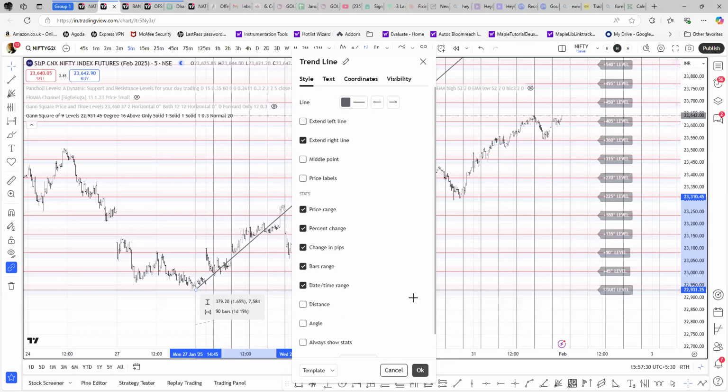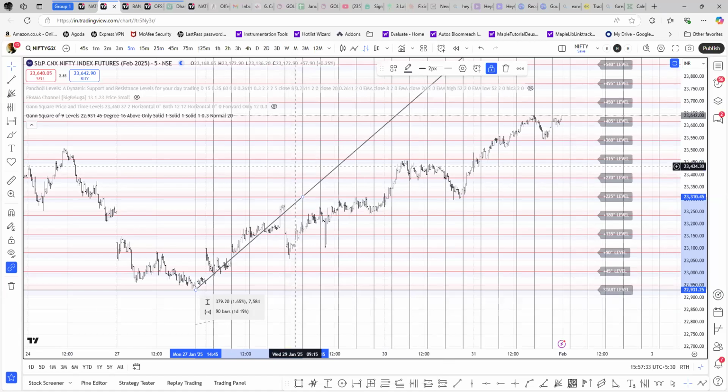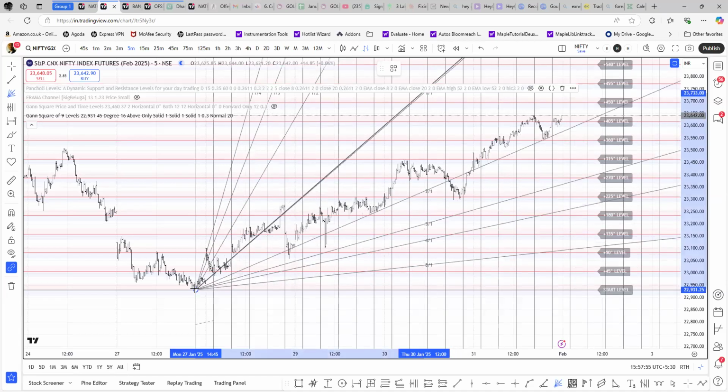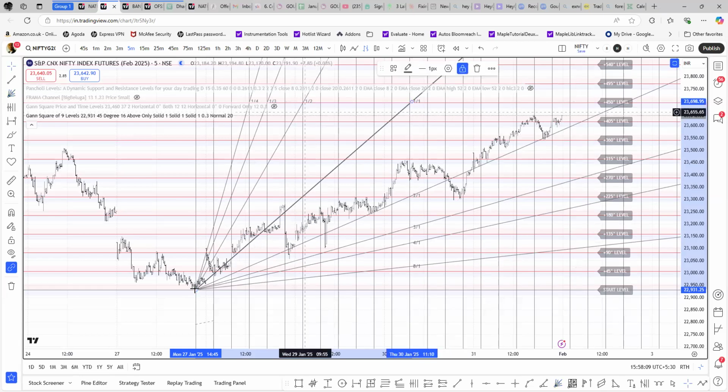So that's fine. Now that I know what my 1 by 1 angle is, I can take my Gann fan tool and position it at the origin, the same place from where we drew the trend line for the 1 by 1 angle. I'm going to position it here. What I'm going to do is leave that 1 by 1 aligned with the trend line that I just drew, right there. And then I can lock the chart.